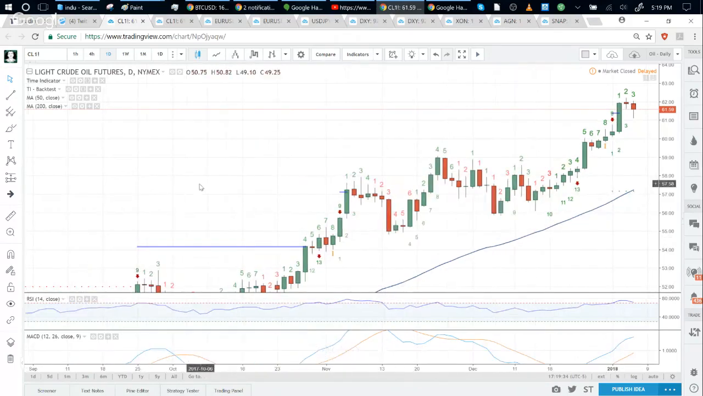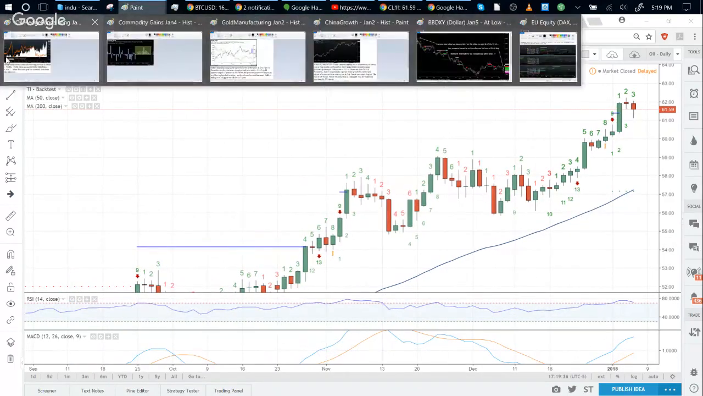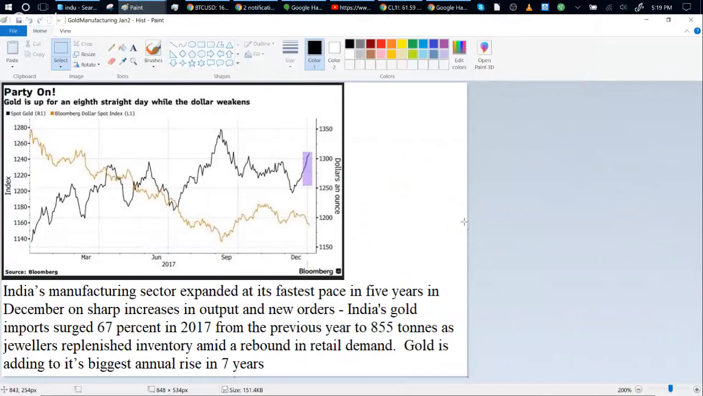So let's look at, oh wait, let's look at some fundamentals, right? I didn't have any fundamentals. Oh, I had a fundamental on gold. So here's one of my fundamentals on gold since we just finished gold. Well, what's the date on this thing? January 2nd is the date on this.